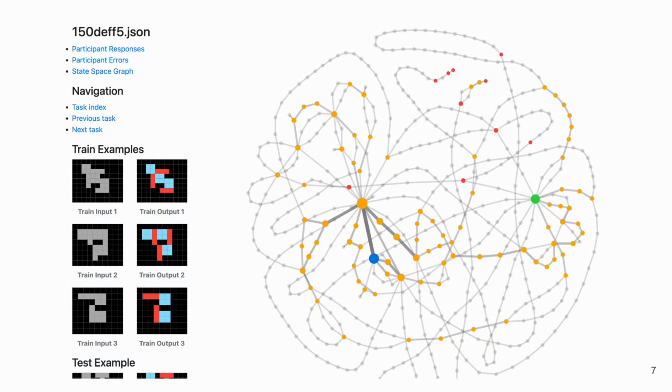There was also research that gathered human trajectories and linguistic descriptions about the ARC dataset. Each node in the above graph shows the state of the grid as the human participant modifies the output grid. The blue node is the starting point, and the green node indicates the correct output.